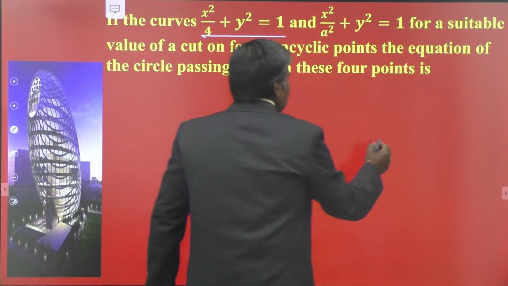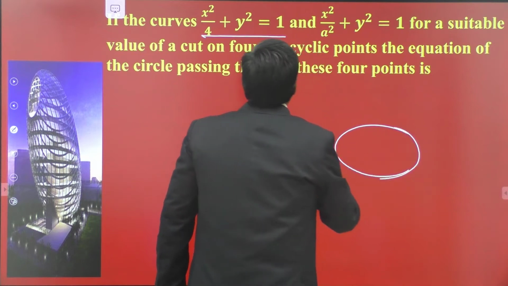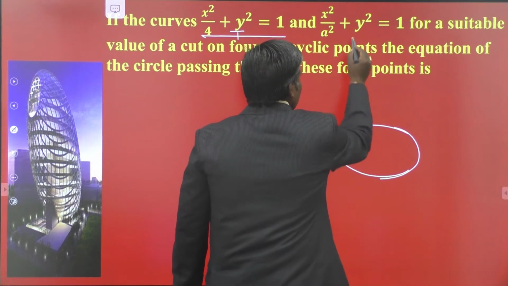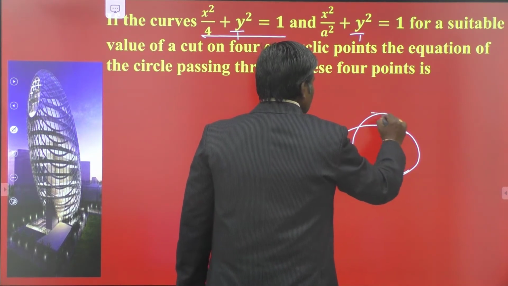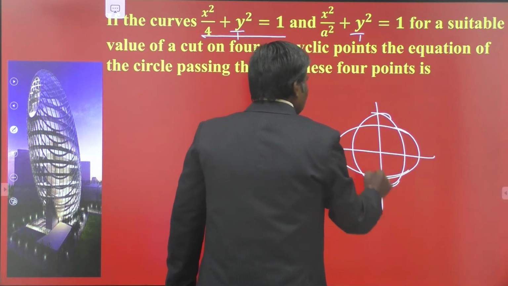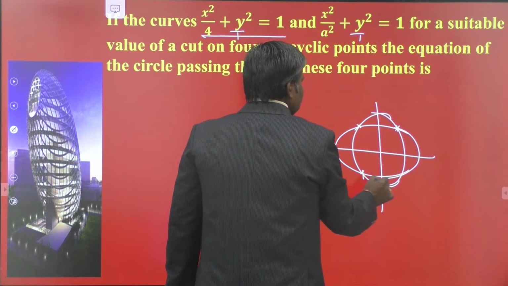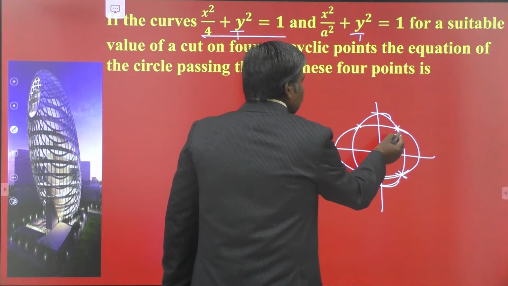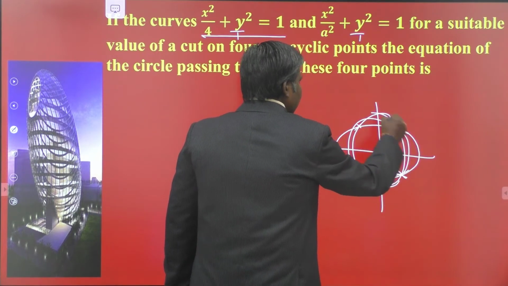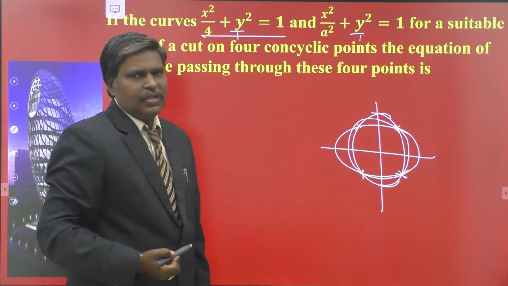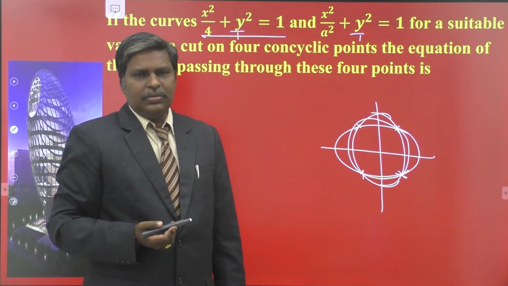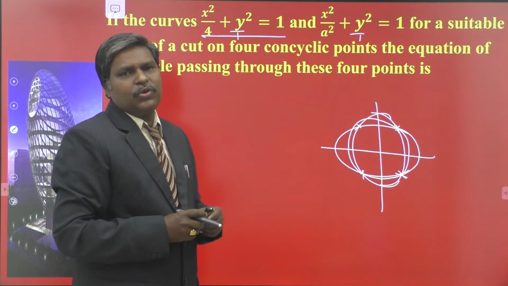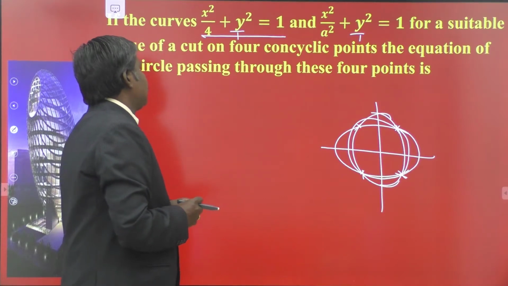So one of the ellipses is x square by 4 plus y square by 1 equals 1, and the other one is x square by a square plus y square by 1 equals 1, say. So these are the two ellipses like this. These are the points of intersection of the two ellipses. We have to find the circle that is passing through these 4 points, for a suitable value of a. So these 4 points are concyclic. These 4 points lie on a circle. What are these 4 points? Points of intersection of the two ellipses.